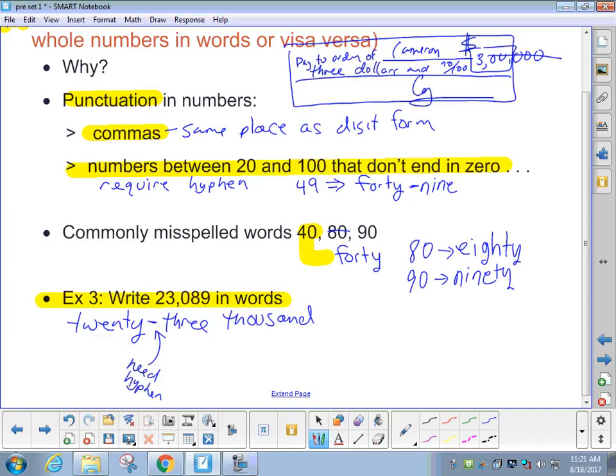Go ahead. 80 hyphen 9. All right, so 80, which we already covered, hyphen 9. I like it. Anything else I'm missing? Yep. Like we said earlier, the commas go in the same places as the words. So because there's a comma after the 23,000, you should have a comma in your words. Yes. What if instead of putting a comma, we said the word and?